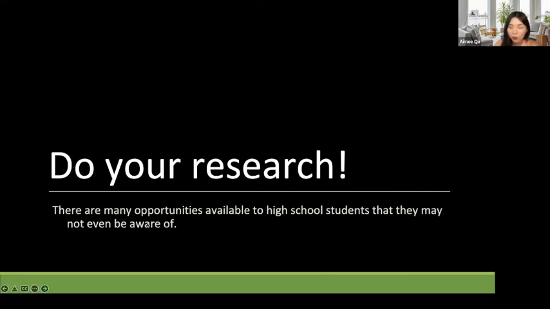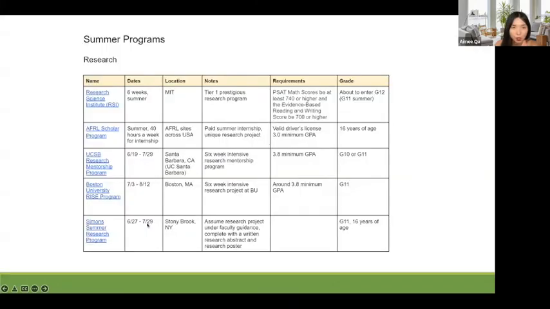So I will show you some examples of just summer programs that I've looked up for my students. One is very interested in research. This is the one I was thinking about, Research Science Institute. That's the very prestigious program, right? There's other ones like the UCSB Research Mentorship Program, the Boston University RISE program.